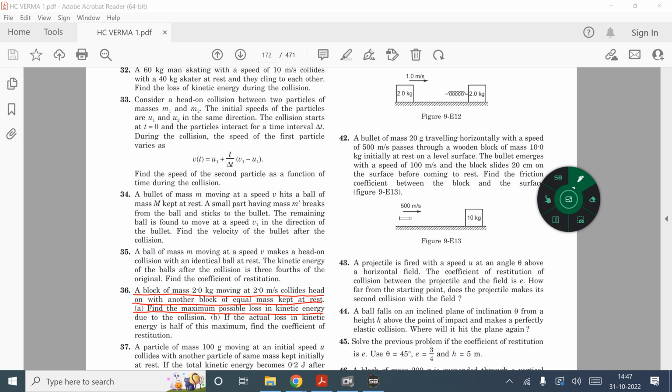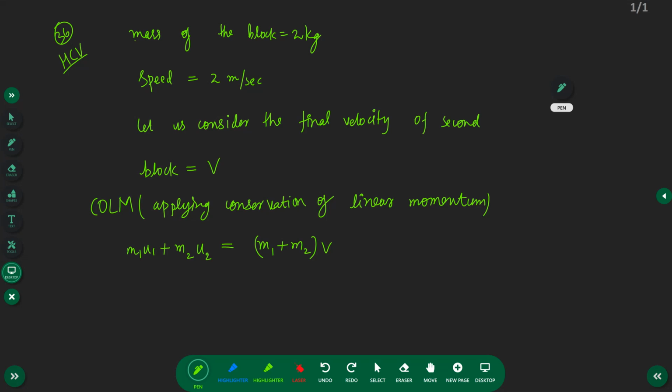See, loss in kinetic energy will be maximum only and only if they stick together, or the collision will be inelastic, right? Means they will stick together and start moving simultaneously. Only in that case, the loss in kinetic energy will be maximum, right? This is the condition for maximum loss in kinetic energy. So you might have applied this way, right?